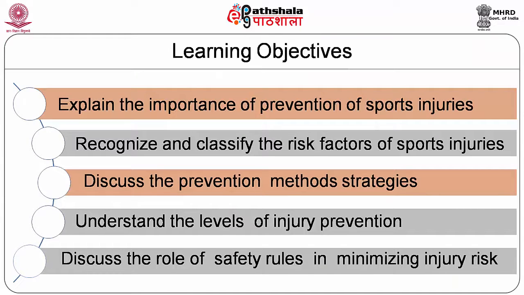Friends, the focus of this module is on the prevention of injury. When we talk about safety and safety education in sports, we actually refer to the measures which lead to the prevention of sports injury. In this module, we shall talk about the causation of sports injury, the factors that increase the risk of injury, and in the last, we will discuss the methods to minimize the risk of injuries. The role of specific safety rules in reducing the incidence of sports injury shall also be discussed.